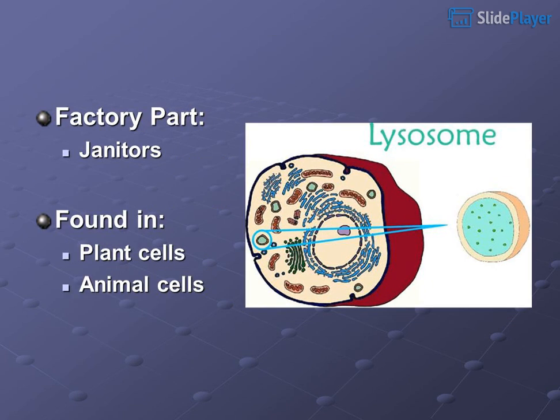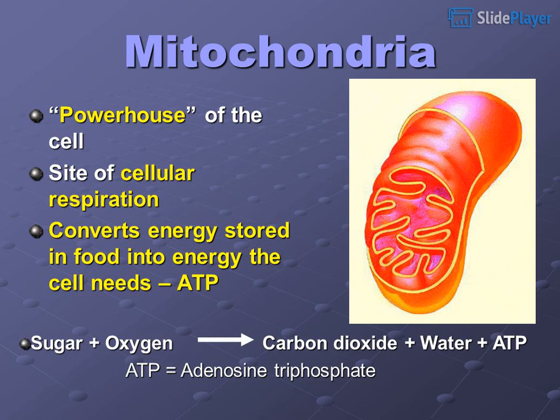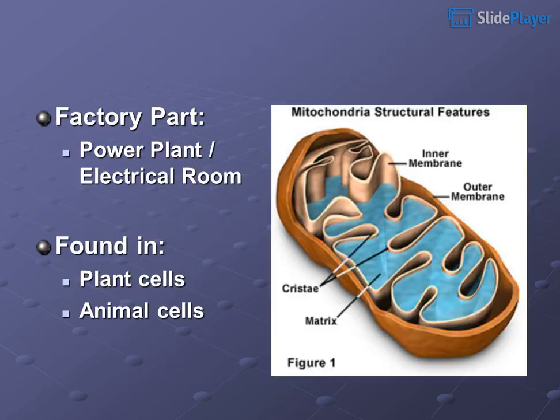Factory part: janitors. Mitochondria are the powerhouse of the cell and the site of cellular respiration. They convert energy stored in food into energy the cell needs, ATP. Explain that this diagram shows the mitochondria cut open to reveal the internal membranes. Sugar plus oxygen yields carbon dioxide plus water plus ATP. ATP equals adenosine triphosphate.